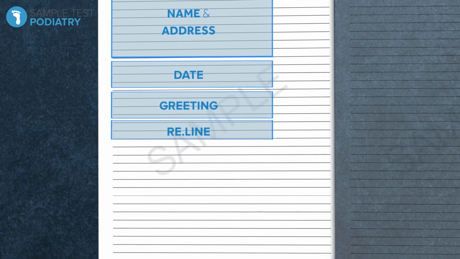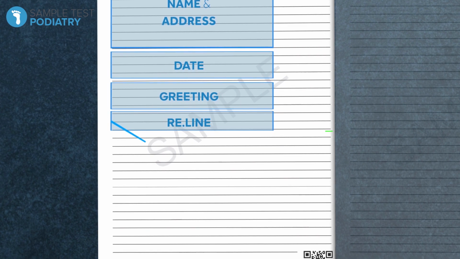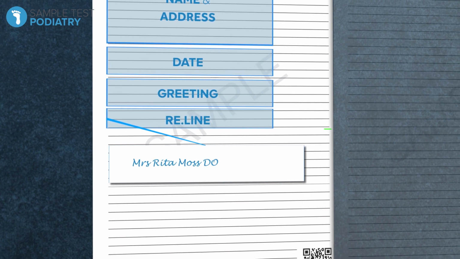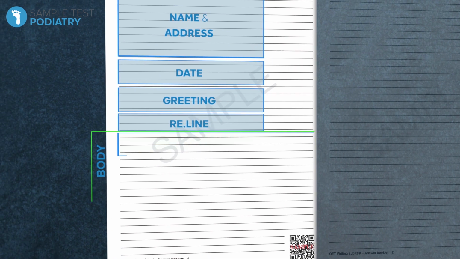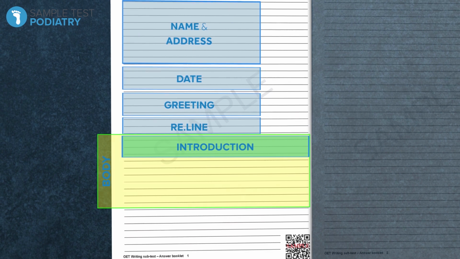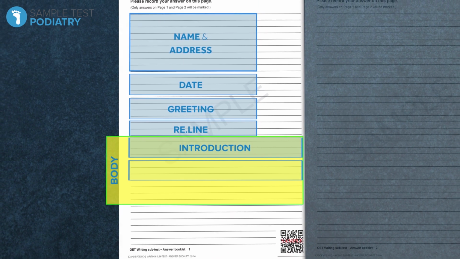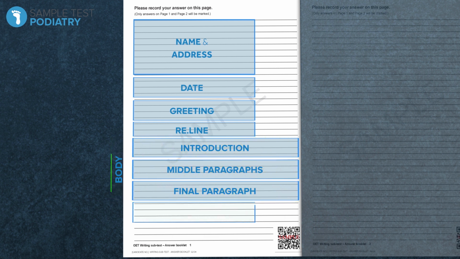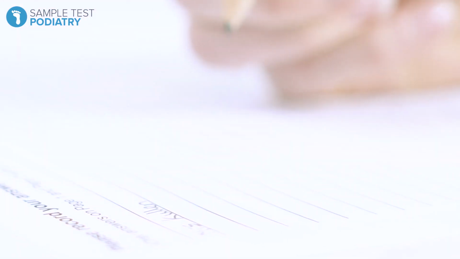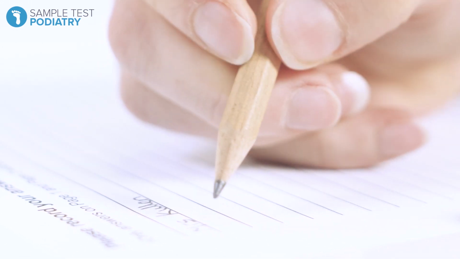For our case, the RE line is Mrs. Rita Moss, DOB 28-08-1933. Then will come the body of my letter, the paragraphs. The introduction, introducing the reason for writing, then the relevant history paragraph, the today visit paragraph, the footwear paragraph, and finally the request paragraph. Underneath all of this, I will add my ending, yours sincerely, and finally my job title, Podiatrist.